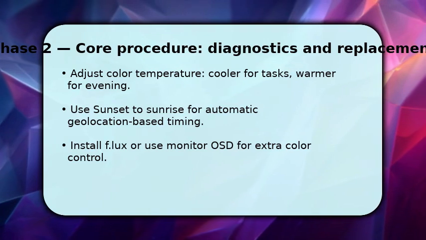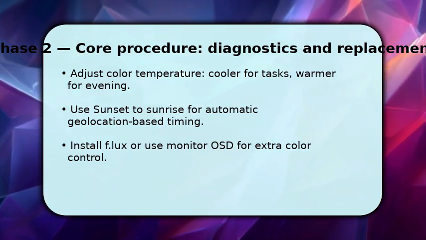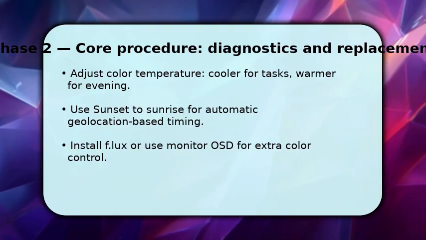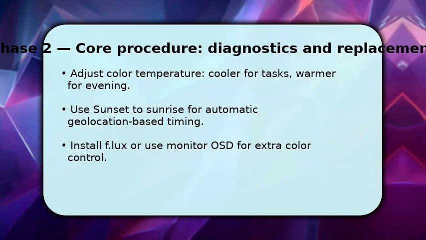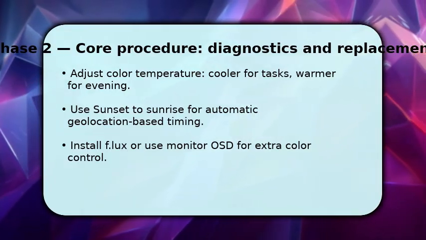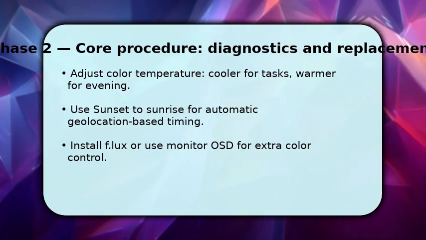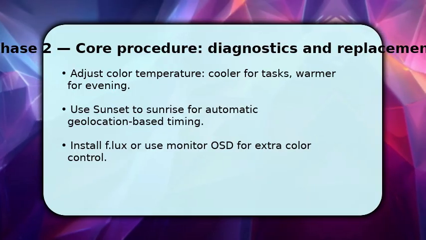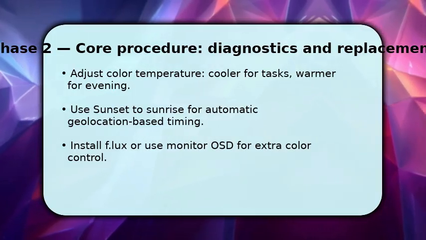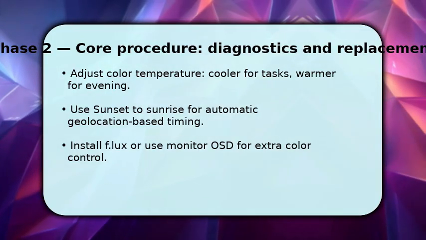Now you'll refine how night light behaves so it fits your workflow and vision. First, tune the color temperature. Slightly cooler during focused daytime tasks, much warmer an hour before bed to reduce melatonin suppression. Next, use sunset to sunrise scheduling so your PC follows natural light if you want automation. It uses location data to shift times.